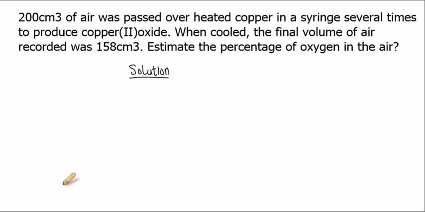200 cm³ of air was passed over heated copper in a syringe several times to produce copper(II) oxide. When cooled, the final volume of air recorded was 158 cm³. Estimate the percentage of oxygen in the air.